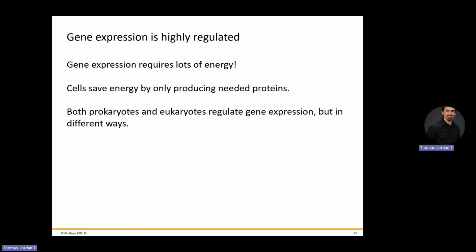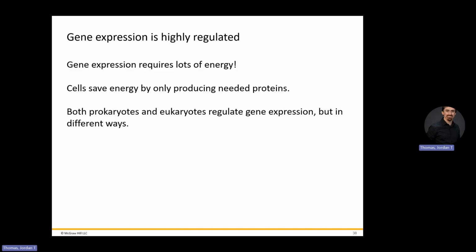Now, almost done with DNA, with gene expression. Gene expression, or when we read the DNA to make the protein, is highly regulated. Gene expression, the process of going from DNA to mRNA, mRNA to the actual protein, is very regulated because it requires a whole lot of energy. Cells want to save energy by only producing the needed proteins.